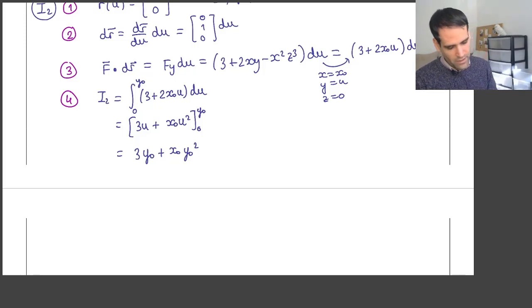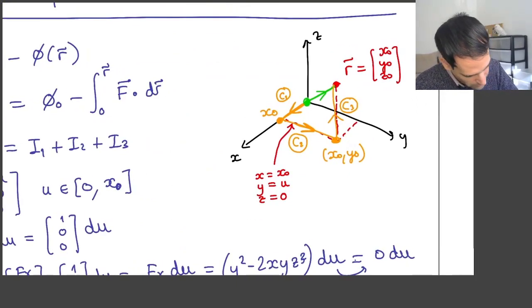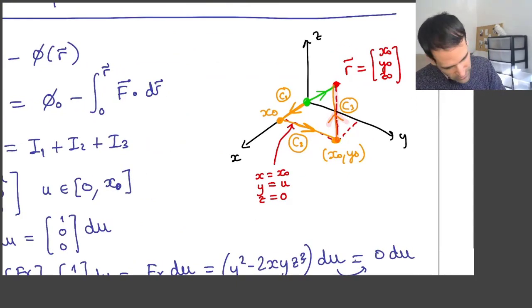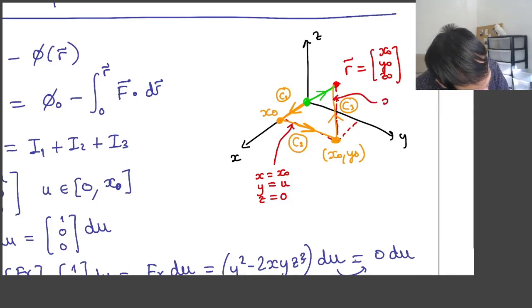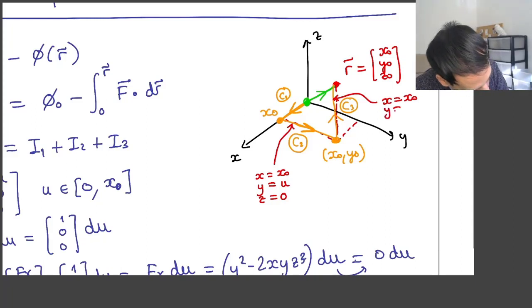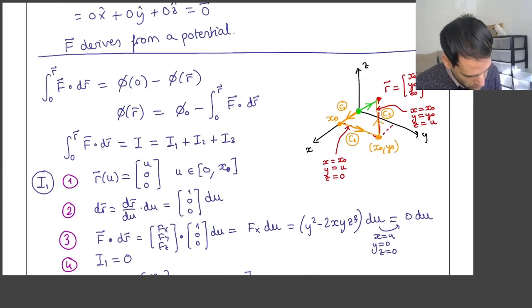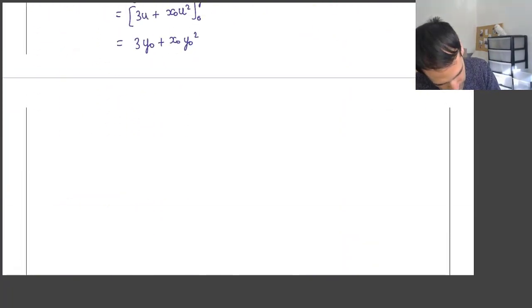Okay, very good. Now we have to do the third path. So the third path is this path here. So in this path here, let's think about it. So x is equal to x0, we don't change x. Y is equal to y0, also a constant. And z is our parameter, z equals u. Okay, and by changing u between 0 and z0, we will go through that straight line. Okay, so that's what we are going to do for I3.